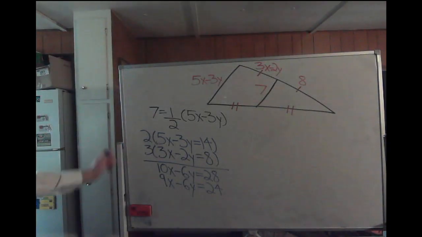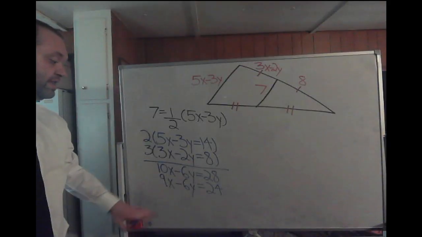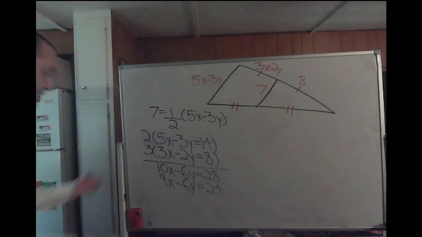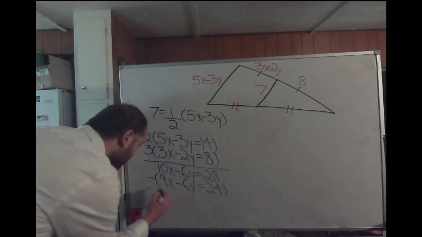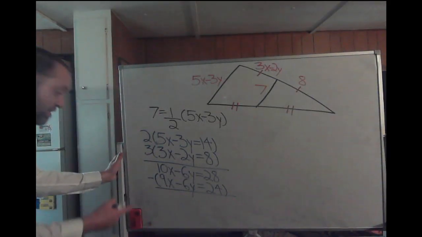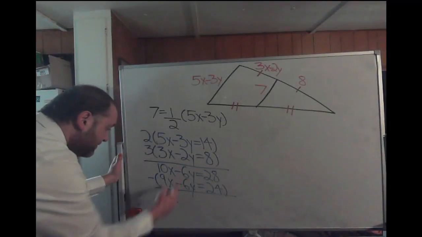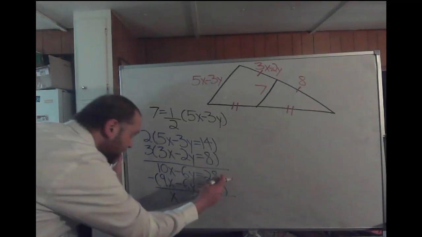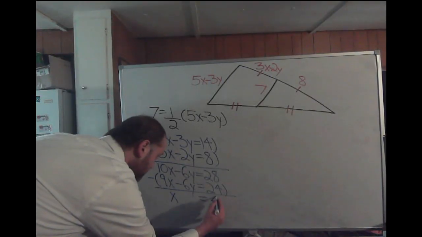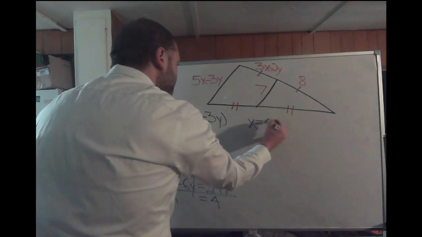Alright, so here both equations have a negative 6y, do they not? That means if we subtract the second equation from the first, we're going to be good to go. We'll end up canceling out the y term. So let's go ahead and do the subtraction. 10x minus 9x is just x. Negative 6y minus negative 6y goes to 0. That's going to equal 28 minus 24, which is 4. So right away we get that x is 4.